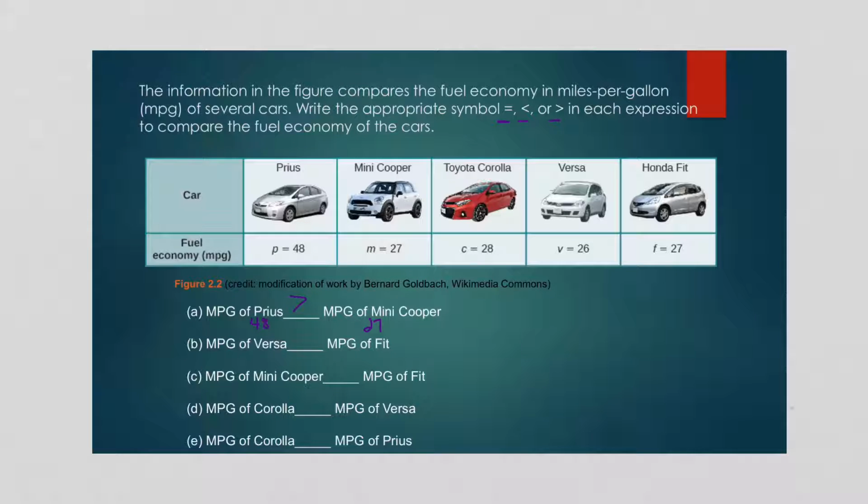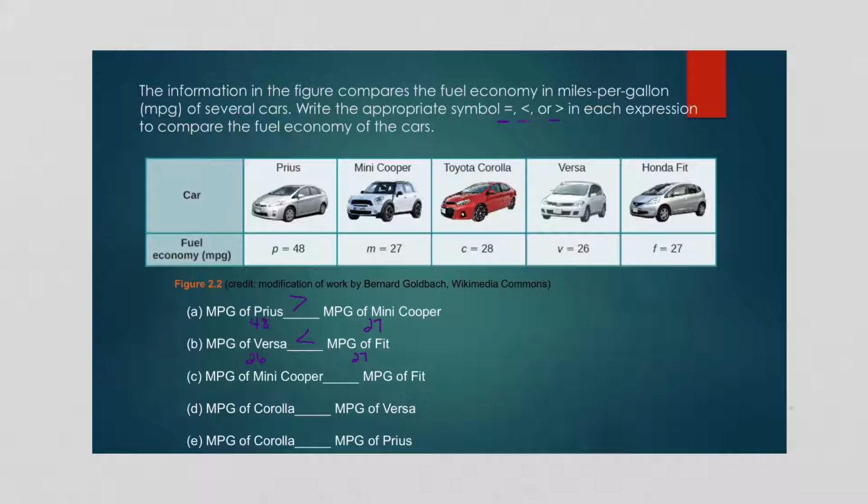All right, part B, we're going to look at the Versa. The Versa is 26. The Fit is 27. So the Fit is greater than, but if you read it from left to right, we're saying that the Versa is less than the Fit. I used to learn this whenever I was a kid, that the mouth of the alligator eats the bigger portion.